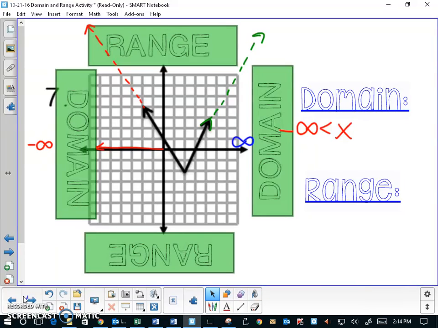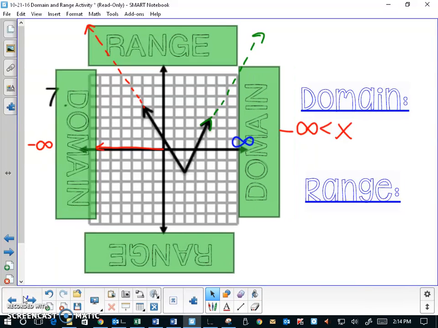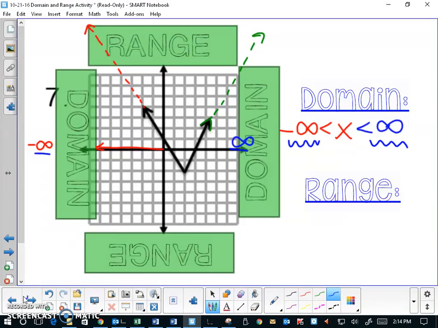So the domain of this graph is going from the left, negative infinity, all the way to positive infinity. So we have less than positive infinity. Now remember, in this inequality notation, this number is always going to be smaller, so your negative infinity is always going to be the smallest, and your infinity is going to be the biggest.